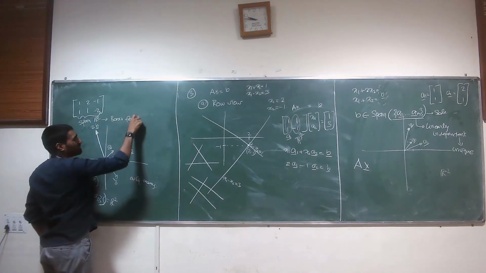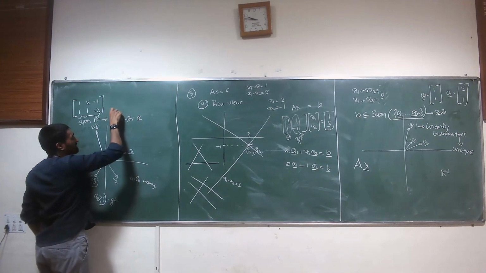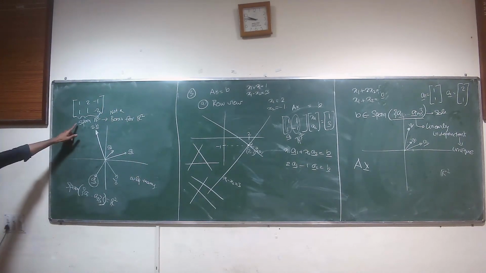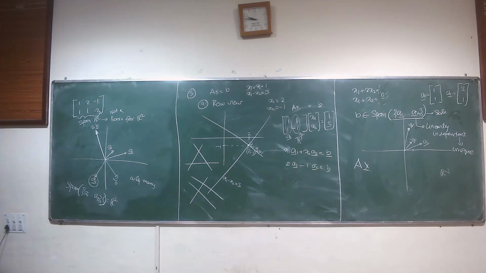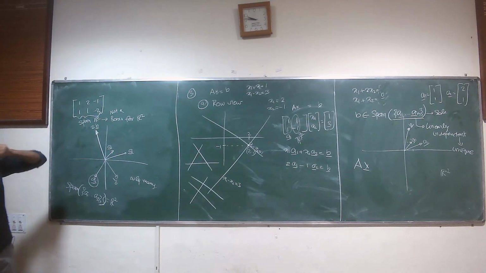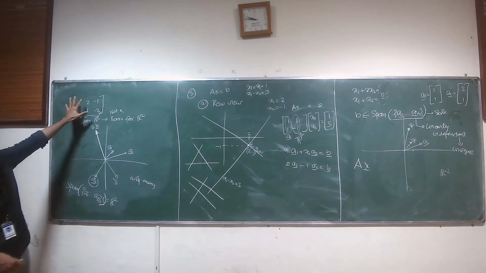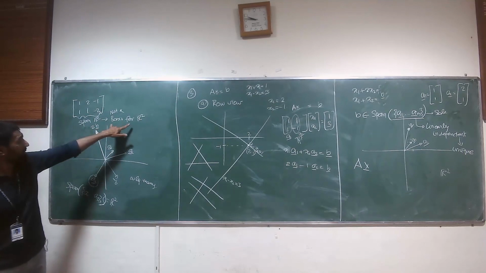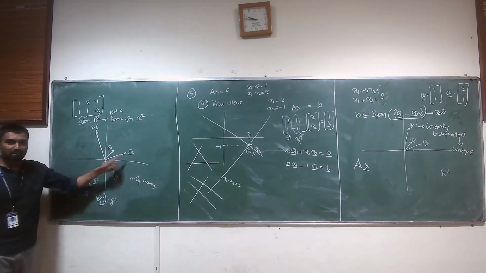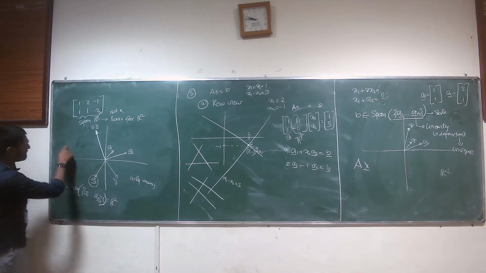Why is it not a basis for R2? No, it's not linearly independent. A basis has to be linearly independent. It has to span the space. It spans the space, but it's not linearly independent because I could have produced A3 from the linear combination of A1 and A2.